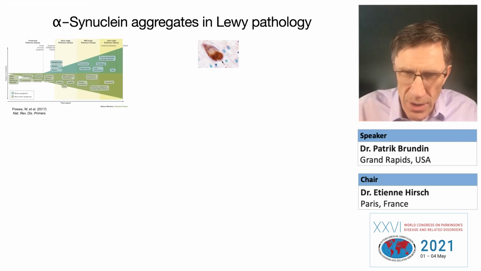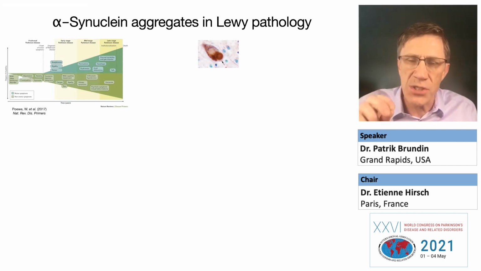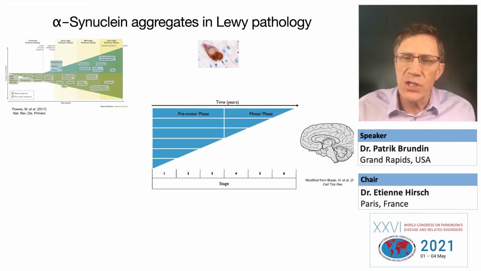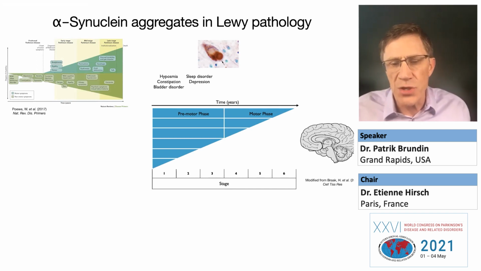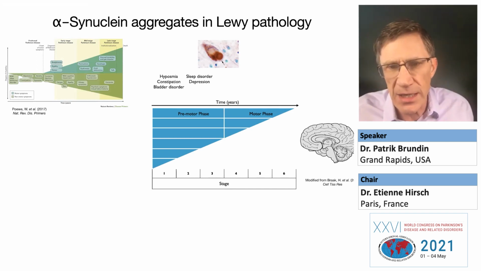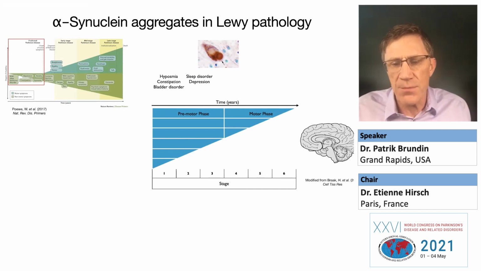But Heiko Braak and his colleagues have suggested that the pathology over the premotor and the motor phase of disease can be divided into different stages. So initially, at the very beginning in the premotor phase, there's only some pathology in the dorsal motor nucleus of the vagal nerve and in the olfactory bulb, and then gradually it increases.